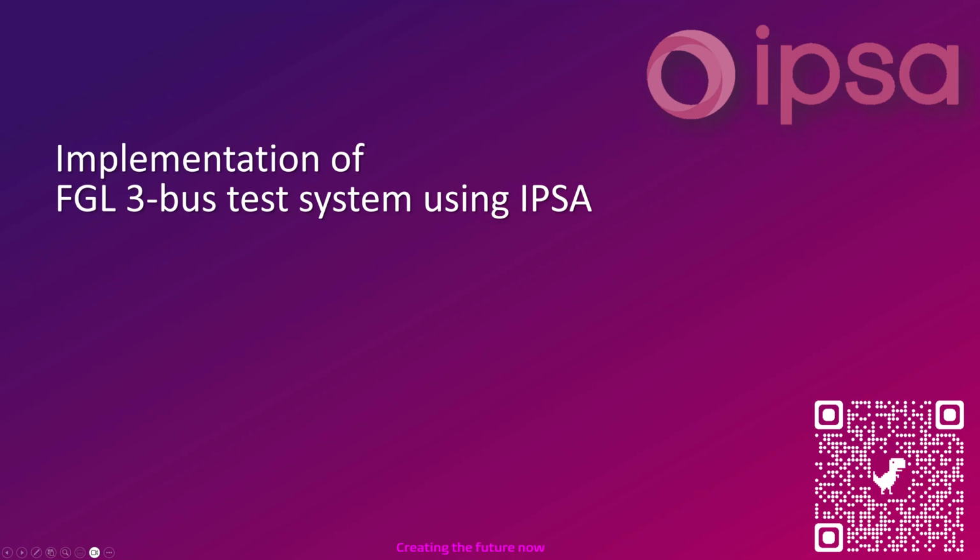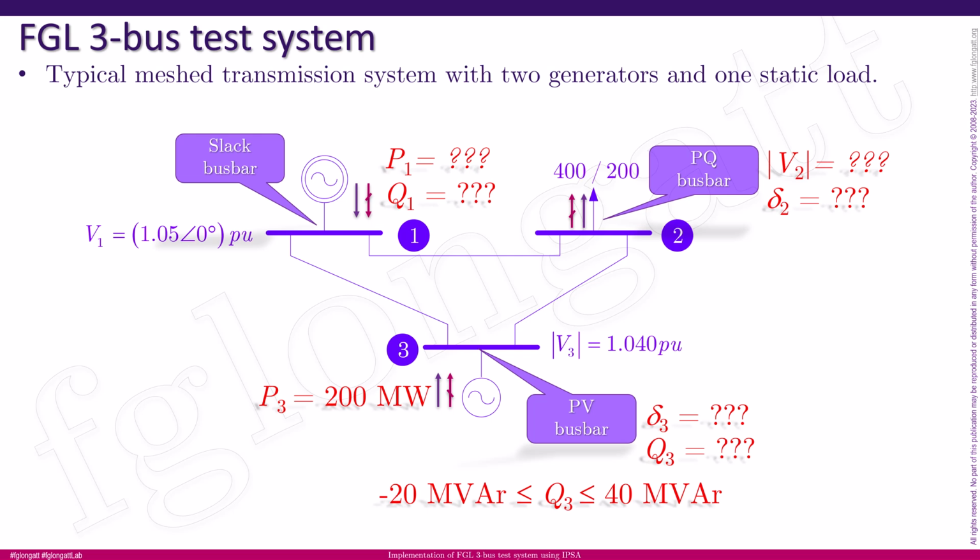Well, but the job today is implementing one of those FGL test systems, specifically the FGL 3-bus test system using the software IPSA. And you must remember from the previous video, I described the topology. This is a ring topology at the transmission level. This is a 115 kV transmission system.